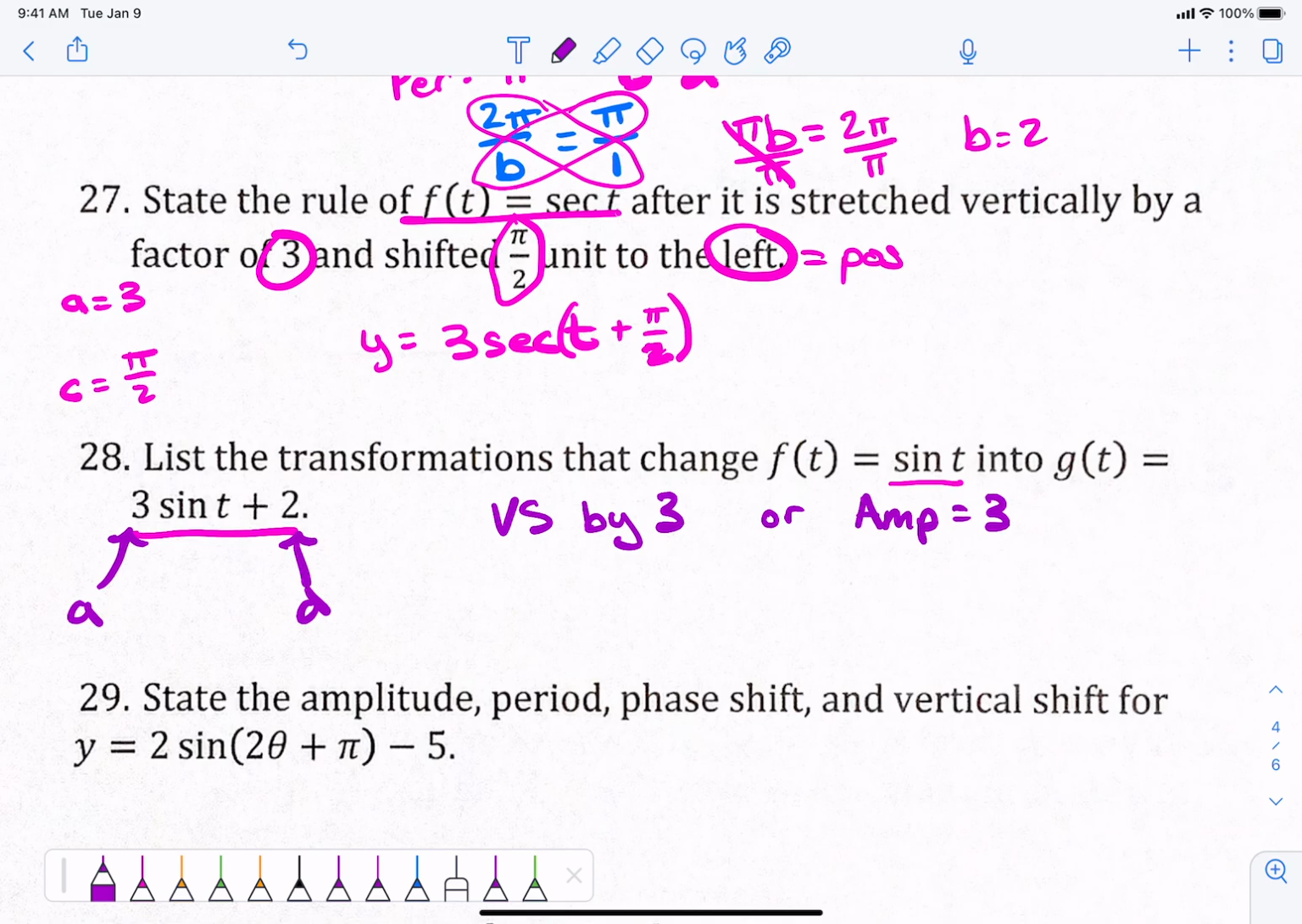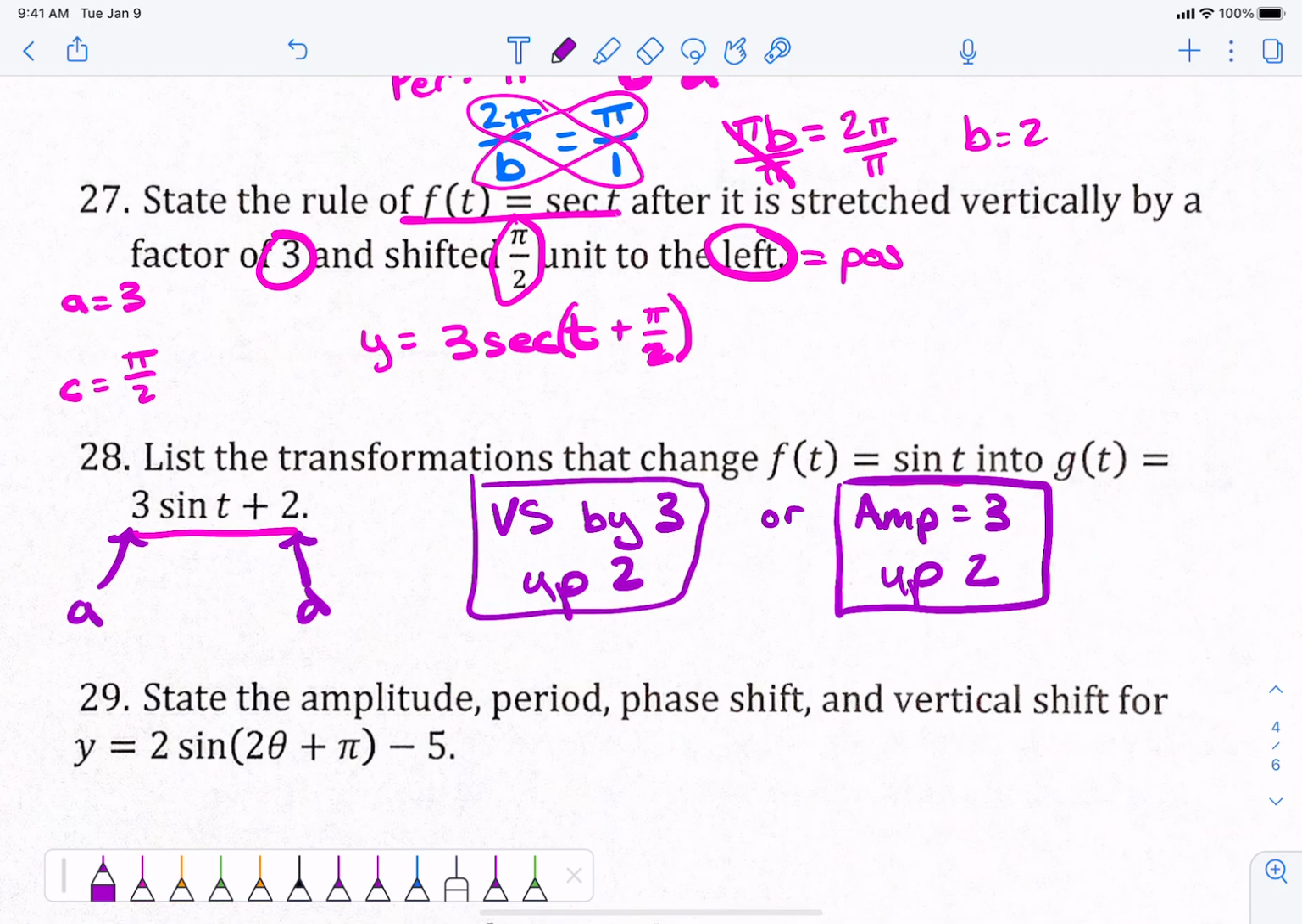Okay, and what does the D do? What's the plus 2? Up 2. Unless you want to say vertical shift up 2 units, but up 2 is fine. So either one of those answers will be fine. Vertical stretch by 3, amplitude equals 3, that's fine. Okay, that's just an A and a D, all right?